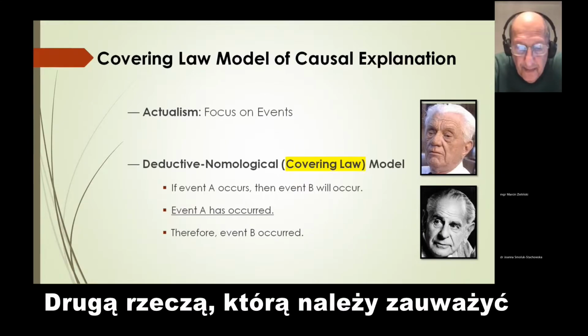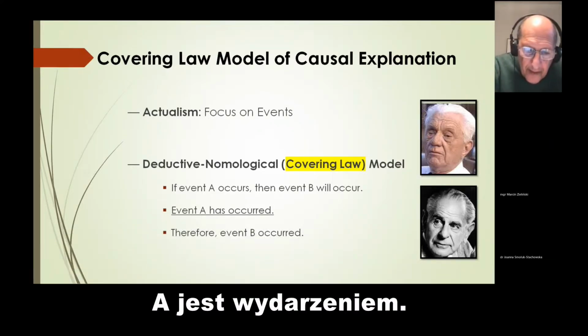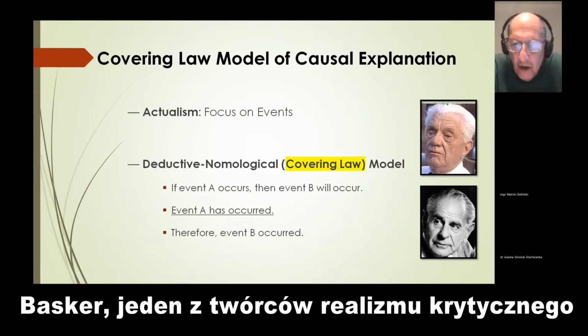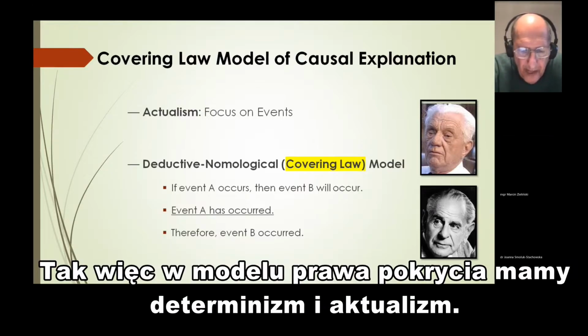A second thing to notice about the covering law model is that the laws relate only events, things that happen. A is an event, B is an event. Bhaskar, one of the founders of critical realism, calls this focus on events actualism. So with the covering law model, we have determinism and actualism.